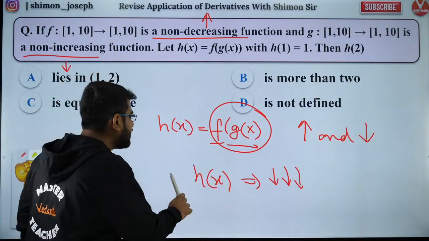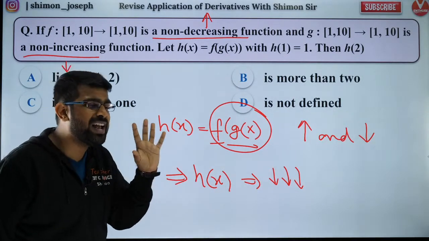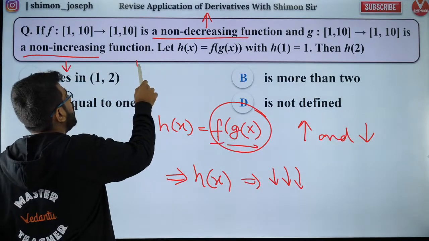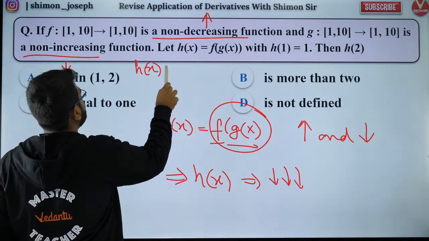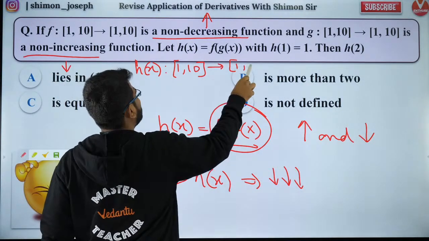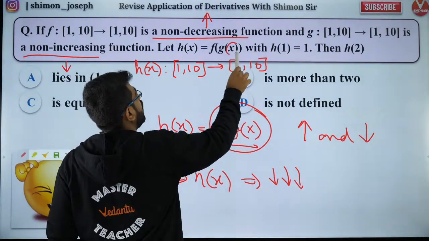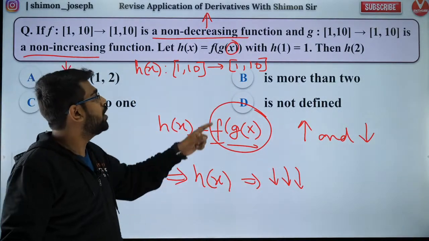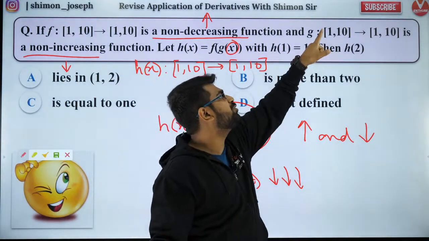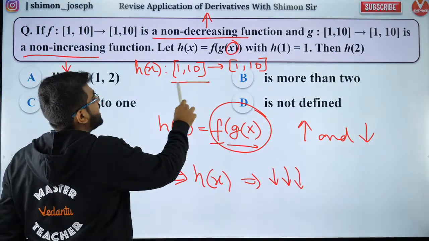So can I say h of x will be a decreasing function? Yes or no? And what is the domain of h of x? h of x will also be from 1 to 10. Did you all understand that? Is that right or wrong? Because the domain is whatever values x can take over here. So the domain of h is nothing but the domain of g, which is 1 to 10. That is what I have written here.